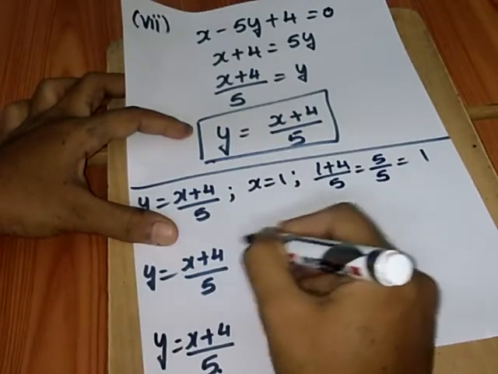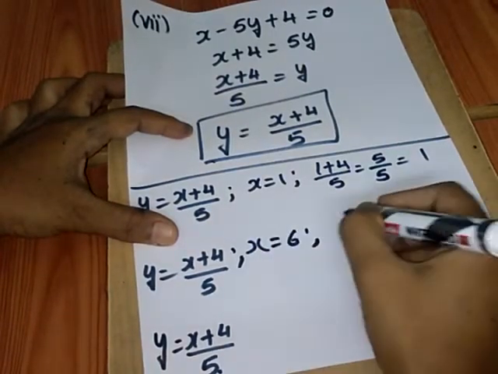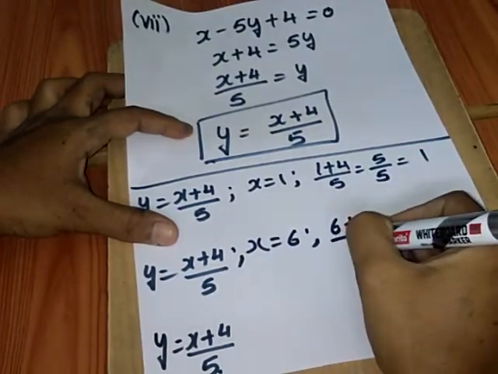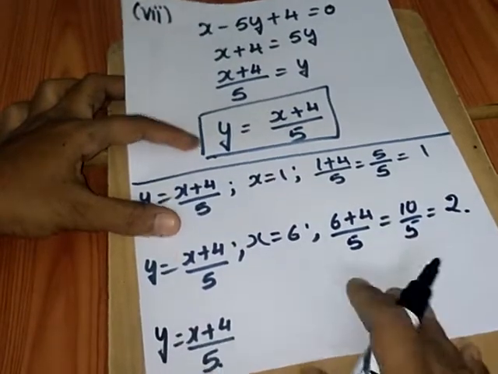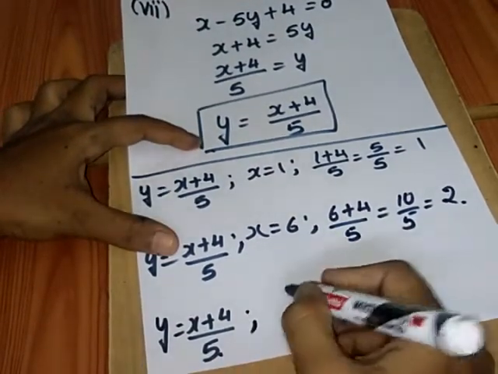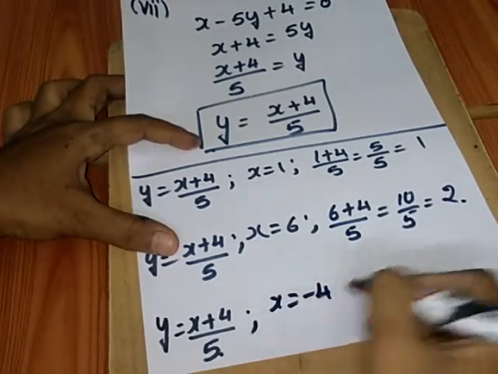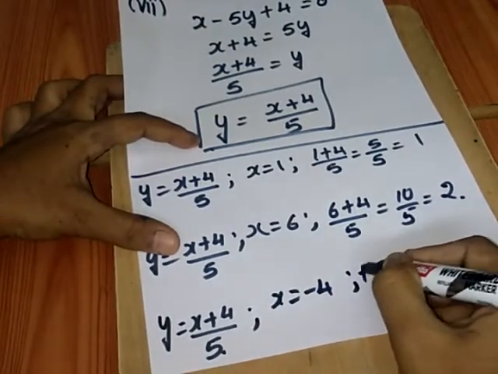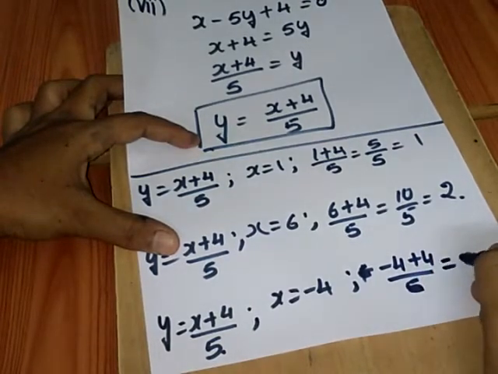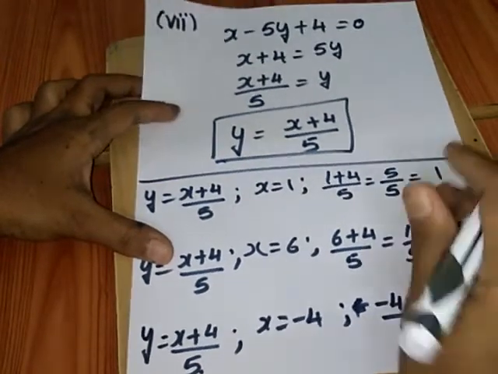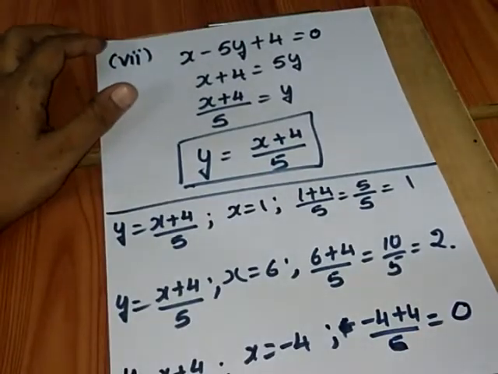Next, let me take the value of x as 6. That is 6 plus 4 by 5, 10 by 5, the solution is 2. Next, x is equal to minus 4. So, minus 4 plus 4 by 5, the solution is 0. So, which are the points to be plotted on the graph sheet?